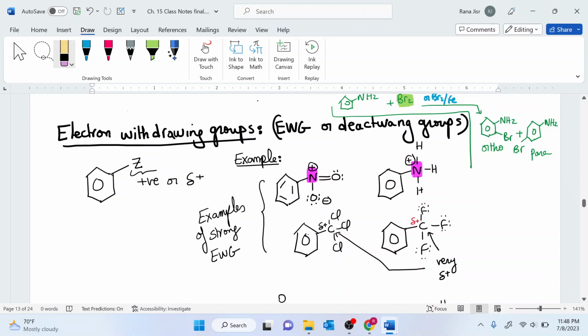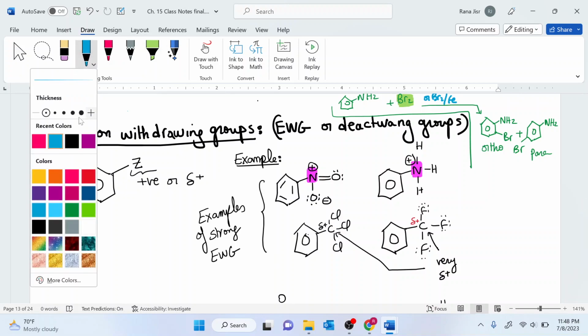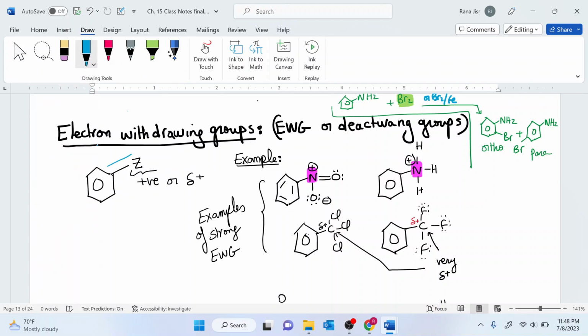On the other hand, electron withdrawing groups on the benzene, they pull electrons away from the benzene. And when they do that, they are going to make the benzene more electrophilic than nucleophilic. So they are going to increase the acidity of the benzene. So if you want benzene to be more acidic, then you have to introduce more electron withdrawing groups on it to pull electrons away from the benzene and make it more electrophilic.